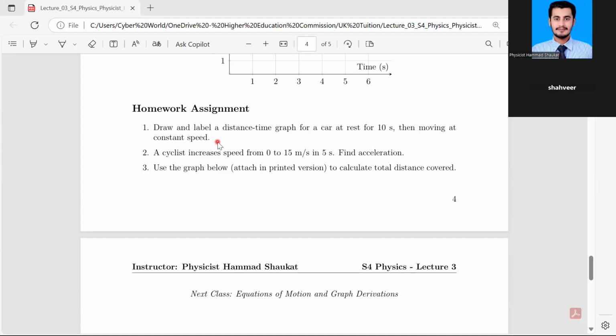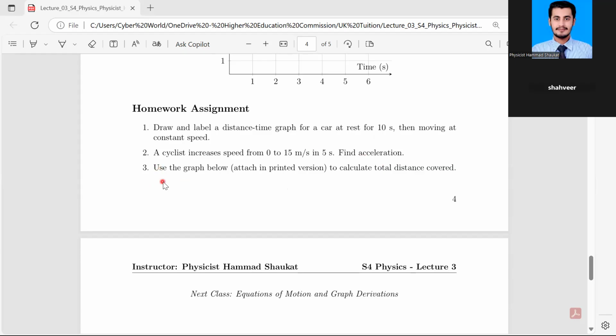In the second question, a cyclist increases speed from 0 to 15 meters per second in 5 seconds. You just have to calculate the acceleration. No need to illustrate the graph in this question. Initial velocity is given, final velocity is given, and time is given. You can easily calculate the value of acceleration. If the acceleration is positive, you can say this is positive acceleration. And if your answer is negative, you can say negative acceleration.